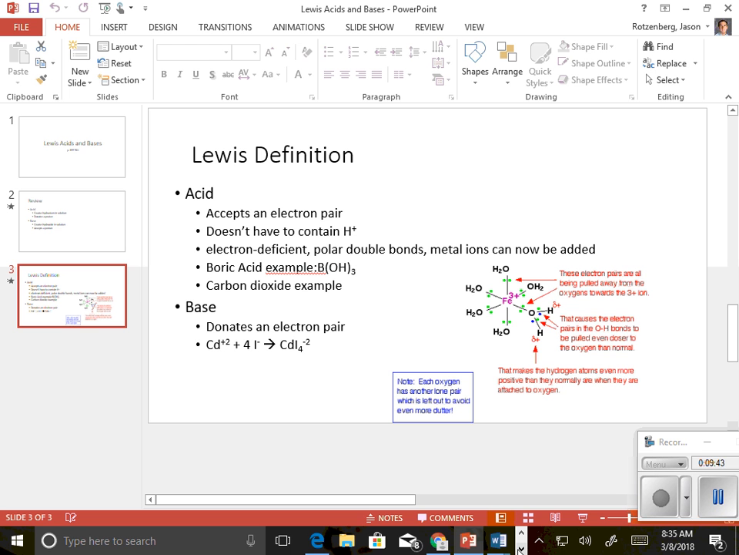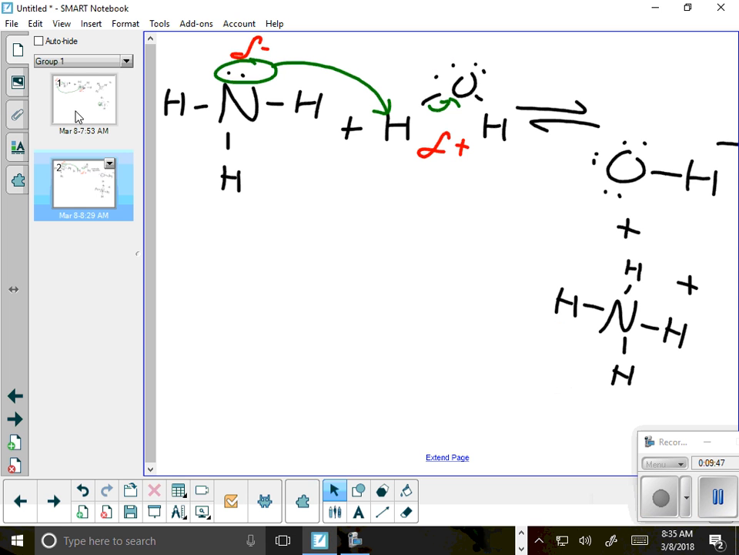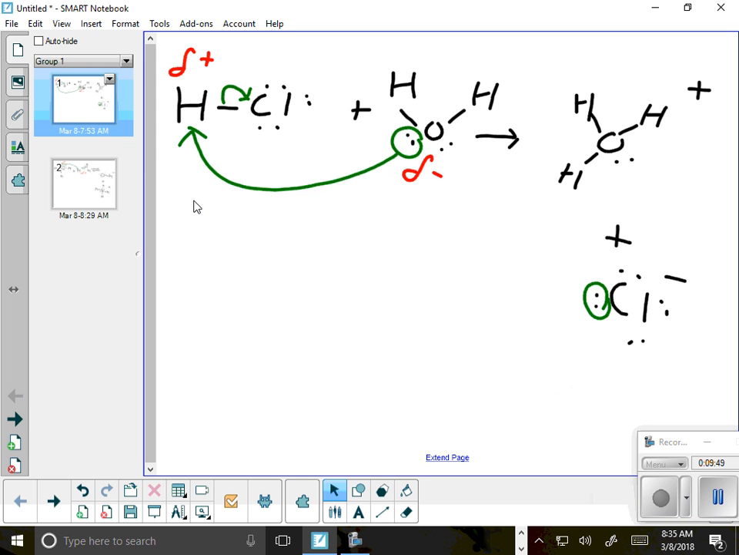So I'm going to go back to Smart Notebook here. First off, a Lewis acid accepts a pair of electrons. That's happening right here. Chlorine only had the 6 pairs of electrons here. Now it has 8. It took a pair from the water.